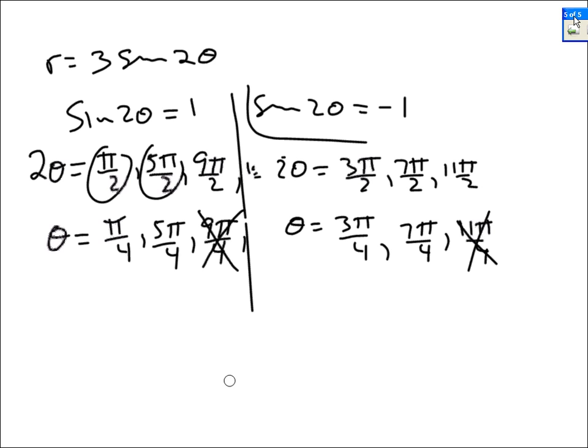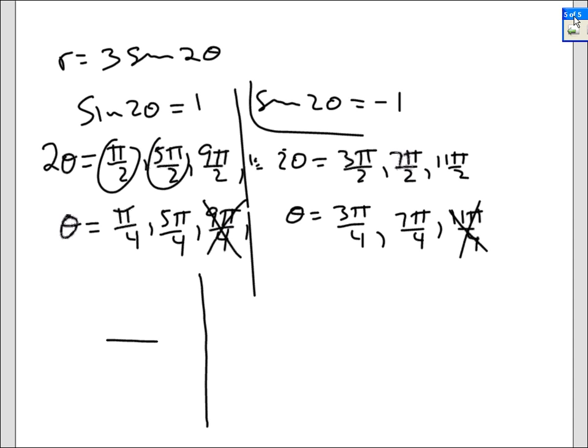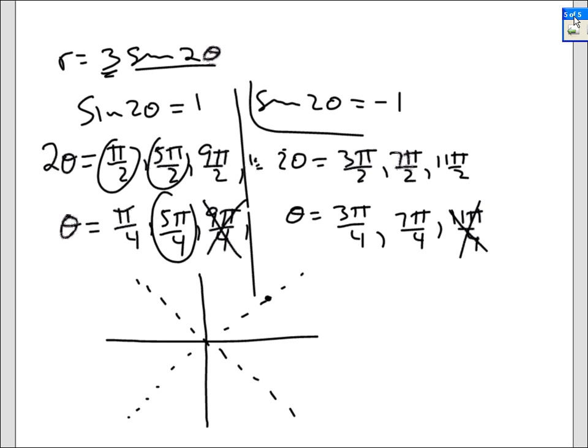Sometimes there's duplication, sometimes there's not. So we seem to have a lot of pi over 4s. So let me put this down. And the largest will be 3. 3 times 1 is 3. So at pi over 4, I go out to 3. At 5 pi over 4, I also go out to 3. And now here's where it's a little bit different. At 3 pi over 4, I got a -3. And then at 7 pi over 4, I go to +3.